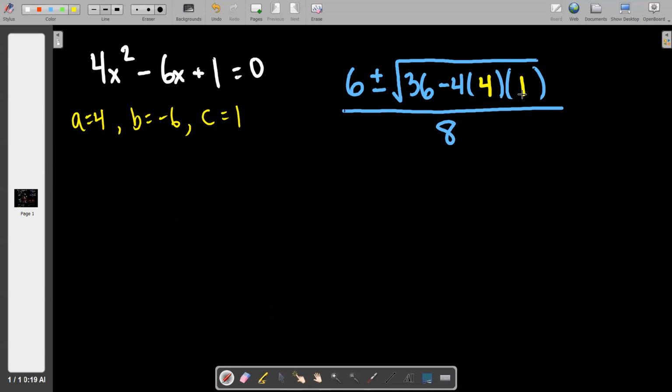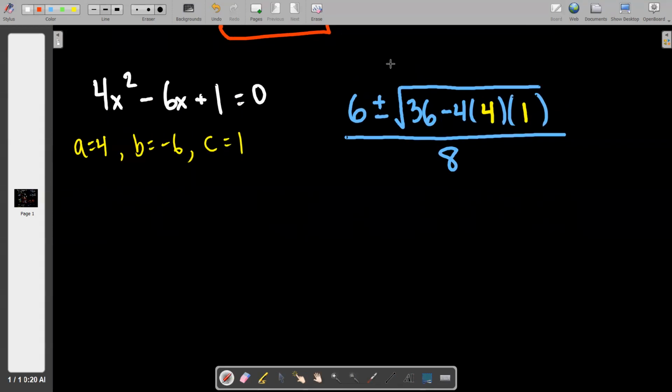So in a case like this, I really think of what's going on. I'm going to just write it in red, right up above the square root sign for you. I really see this as just 36 minus 16, because 4 times 4 is 16, 16 times 1 is 16. Everybody comfortable with that? So when I write my next line, I'm going to have 6 plus or minus the square root of 20.